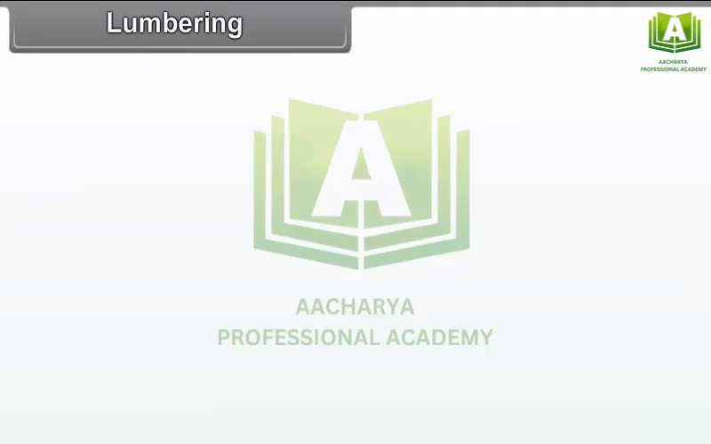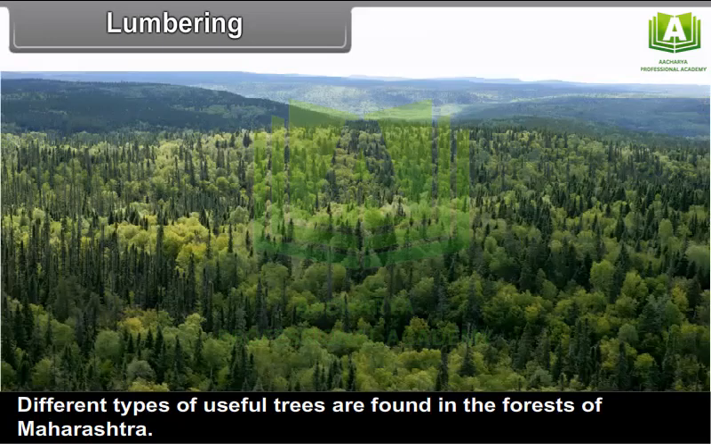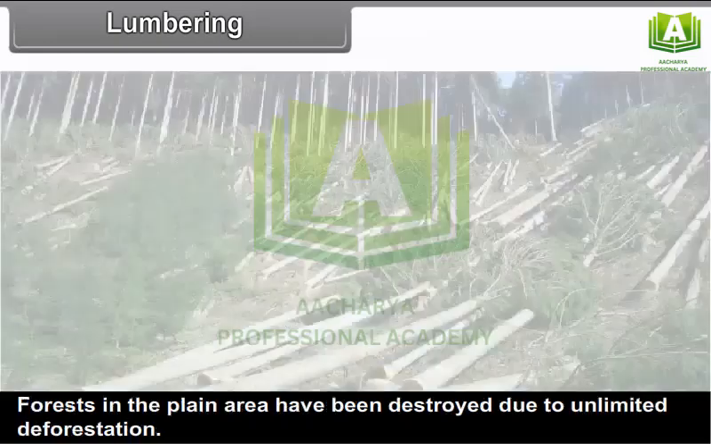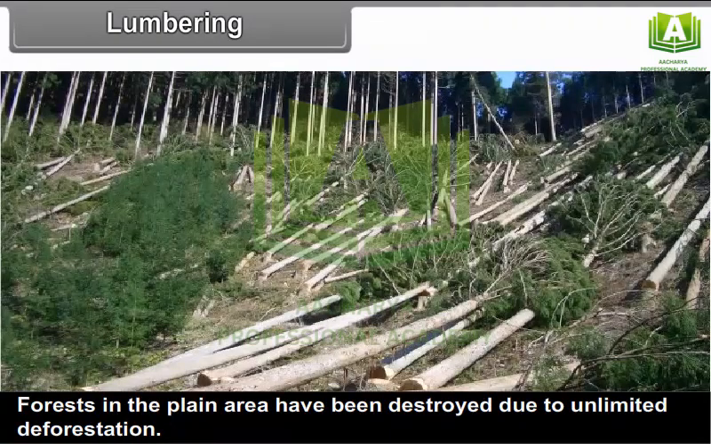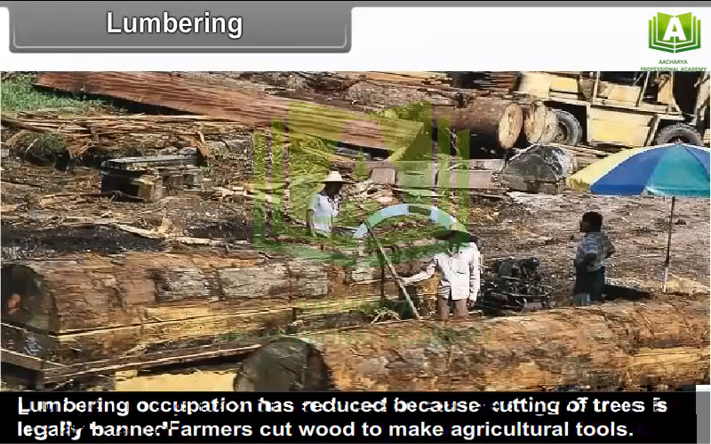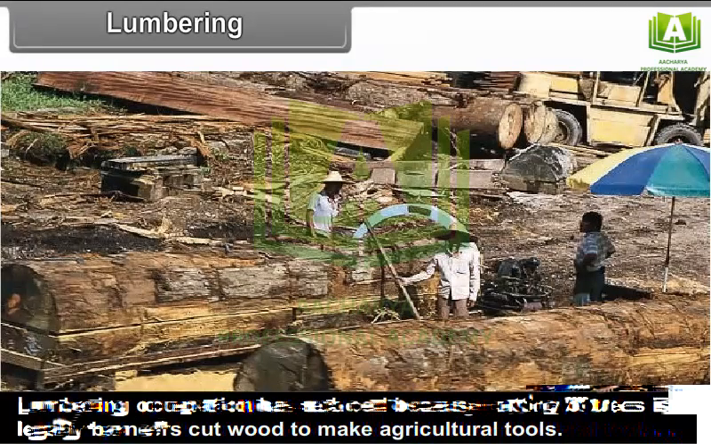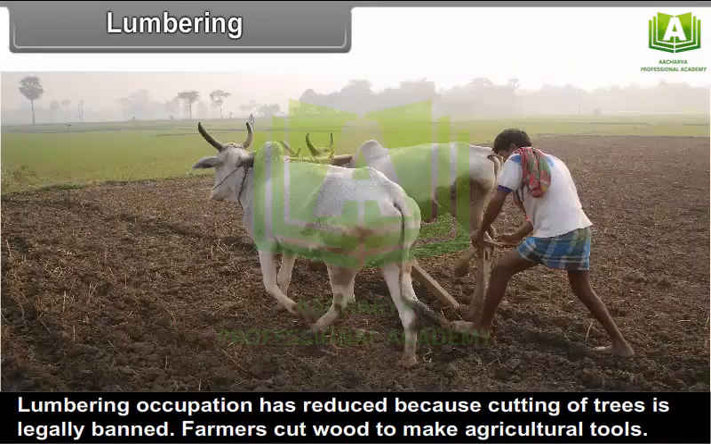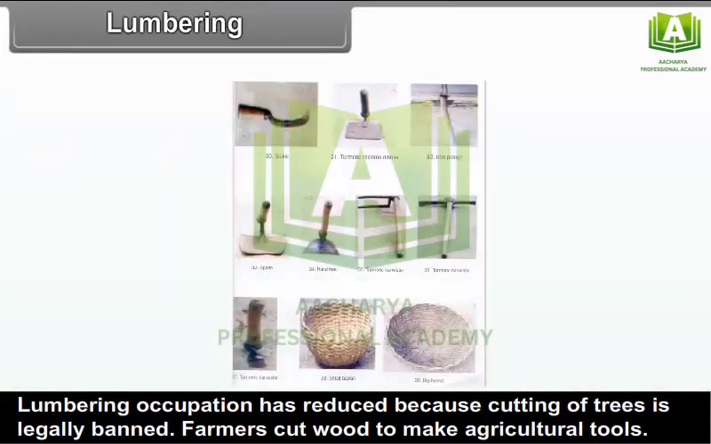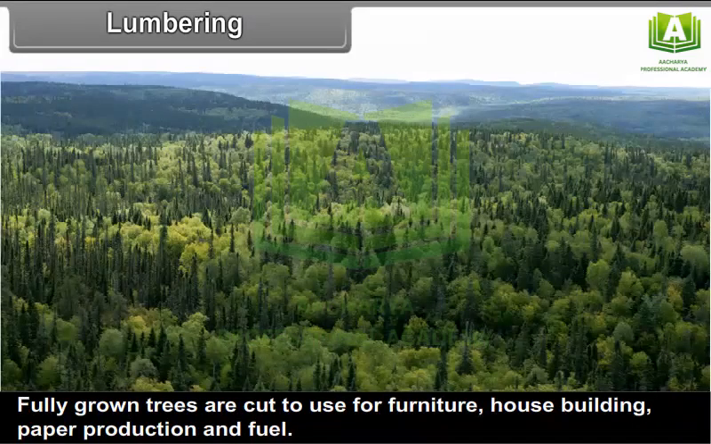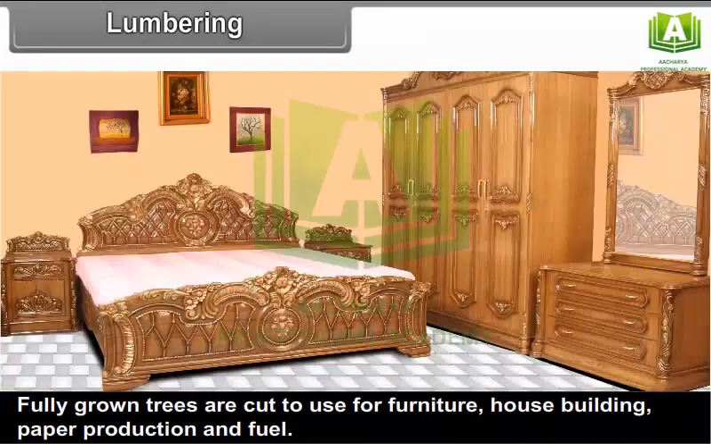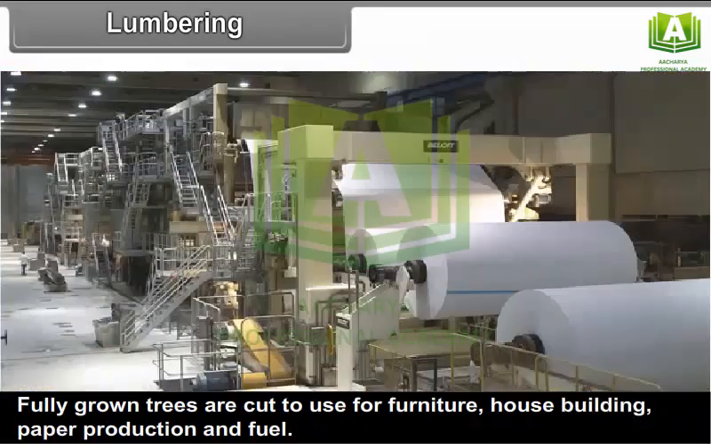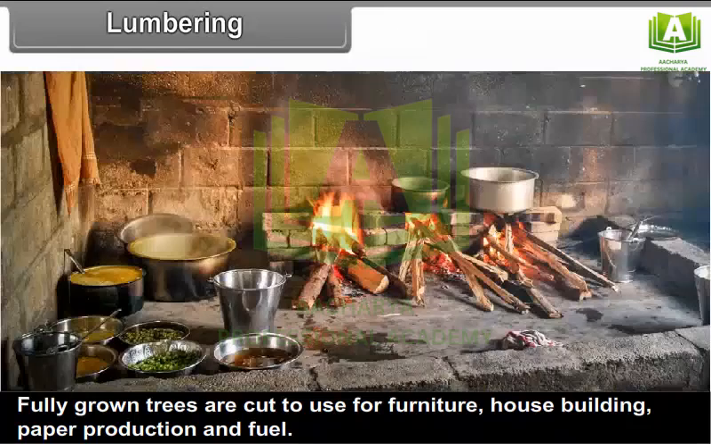Number 4. Lumbering. Different types of useful trees are found in the forests of Maharashtra. Forests in the plain area have been destroyed due to unlimited deforestation. Lumbering occupation has reduced because cutting of trees is legally banned. Farmers cut wood to make agricultural tools. Fully grown trees are cut to use for furniture, house building, paper production and fuel.